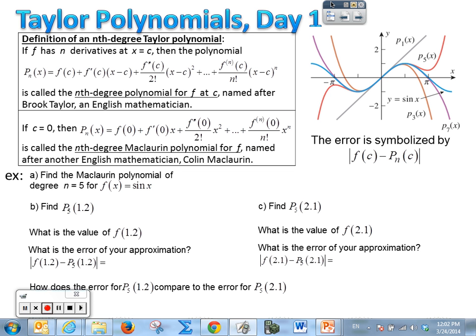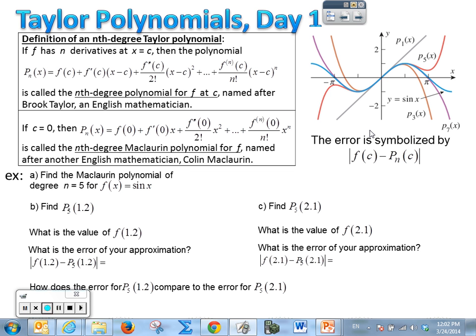Let's look at this diagram right here. The blue line is sine x, and these other things are representations of a Taylor polynomial. This gray one is first degree. This one right here, the orange one, is the third degree Taylor polynomial. The red one is a fifth degree, and this purple one is a seventh degree.